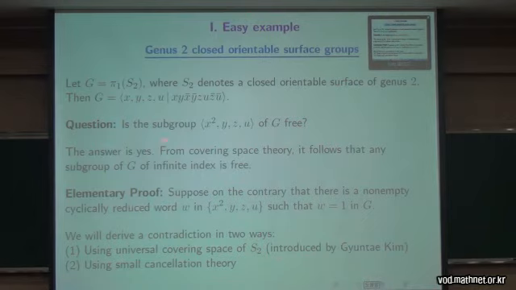In this talk, S sub 2 denotes a closed orientable surface of genus 2. And this topological proof was introduced by Gyuntae Kim, who is a student of my coworker, Makoto Sakuma. And the second way is using small cancellation theory. And I believe the second method can help you understand how small cancellation theory can be applied in contrast with the first topological method.